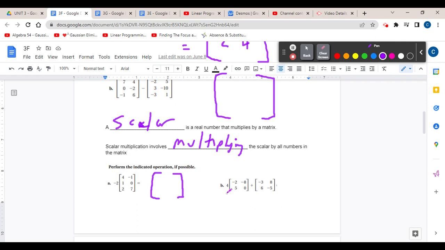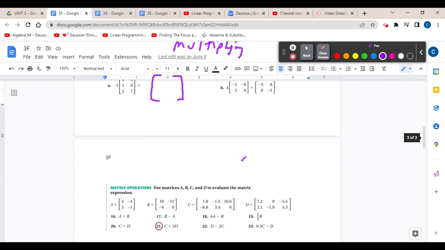Here we have 4 times this matrix plus that matrix. So we multiply 4 through there and then add them up. Pretty simple. So you have a little bit of time to do that.